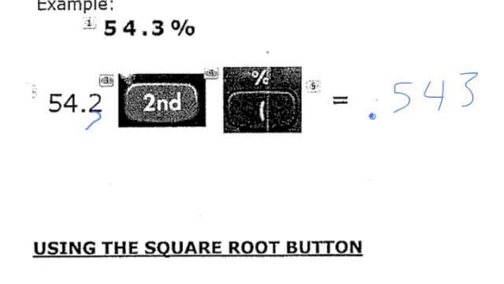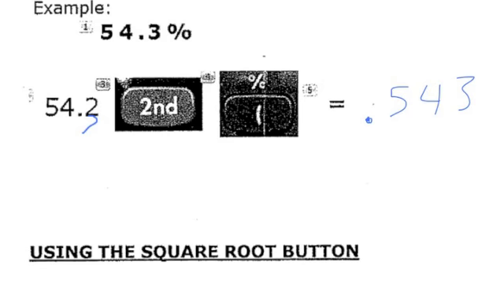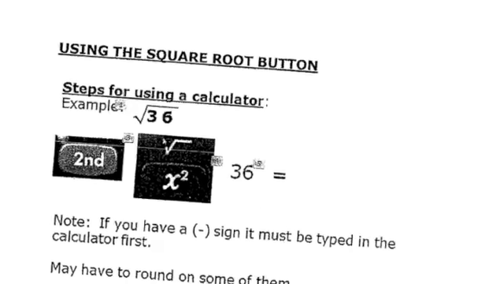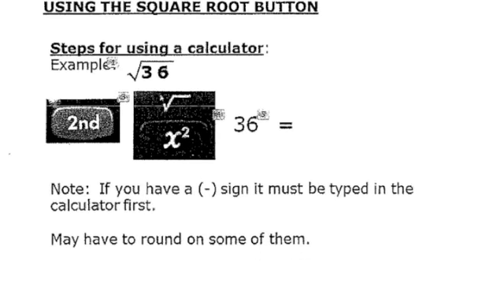So those are pretty straightforward, not too bad at all. Okay, now let's take a look at using the square root button. You're going to use this function a lot during this school year, so it's very important that you get this down. Okay, a square root is a number that when you multiply it by itself, you get some other number.